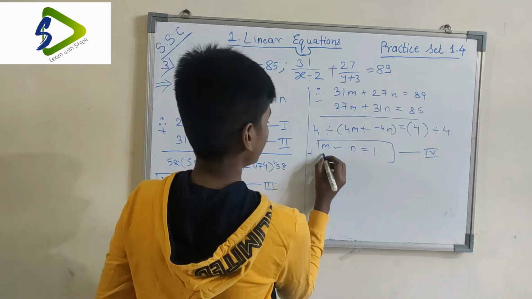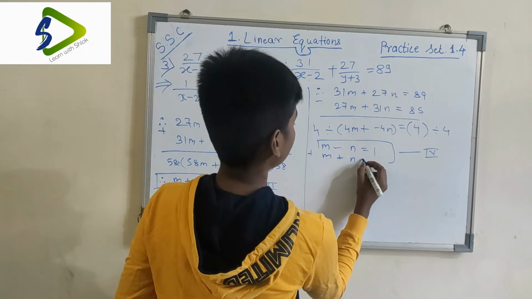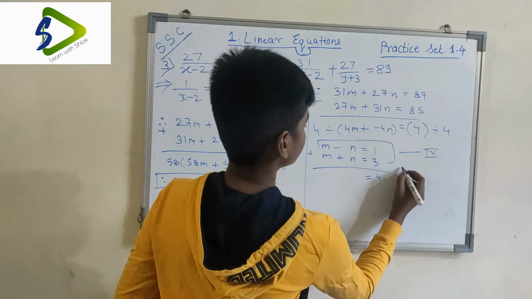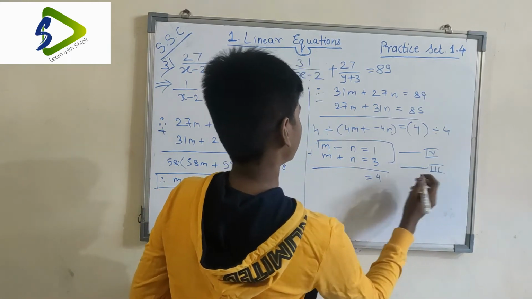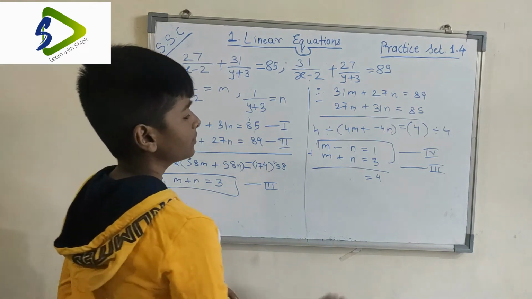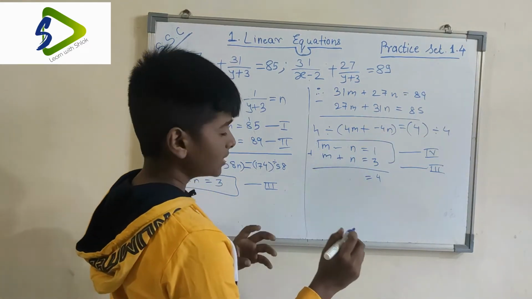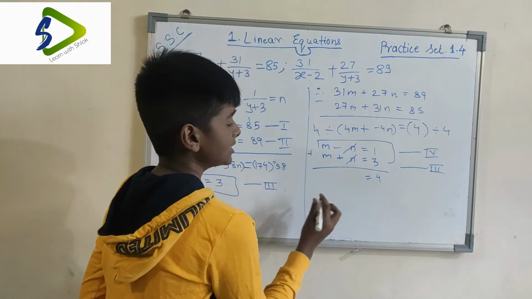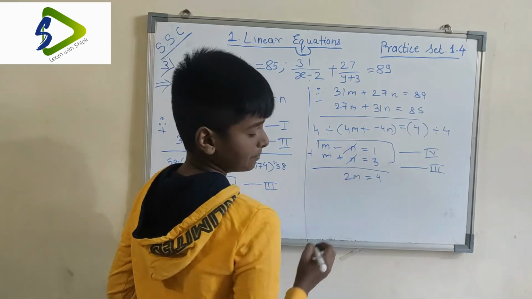So let's add m plus n and m minus n. So when we add this, 1 plus 3 is 4. Okay, let's consider this as the third equation. Okay, so 1 plus 3 is 4, and minus n plus n will cancel both, because we get 0n, and m plus m will be 2m.